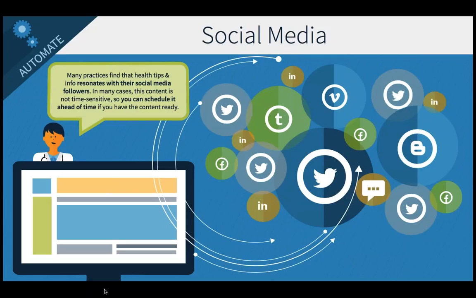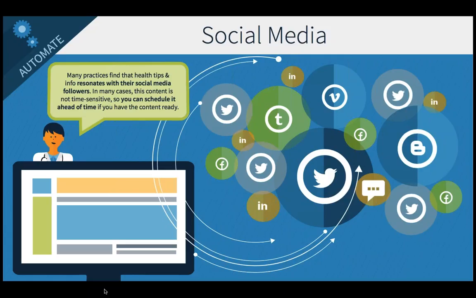So let's say you're a sports medicine doctor, and you have a lot of good advice about the correct way to go running, or the correct way to stretch before your exercises. That kind of information is very relevant to people, but you don't want to post that just anytime. You're going to want to look at your Facebook stats and see when your people are online most often. So that's when you'd want to actually have those posts go live.